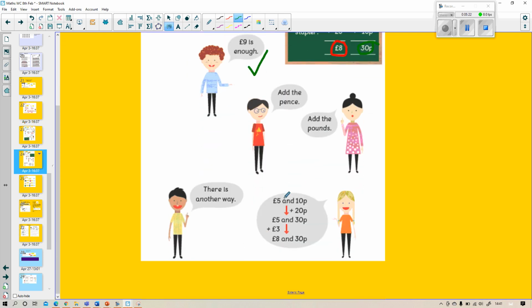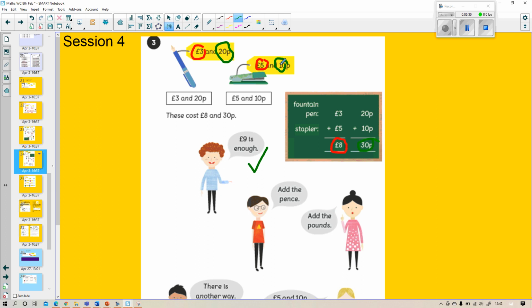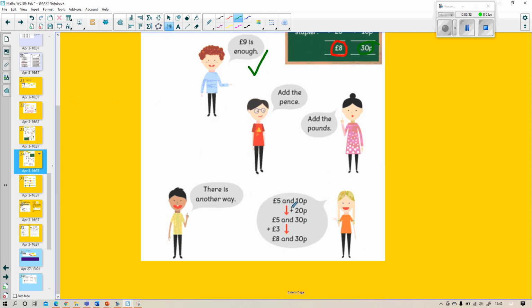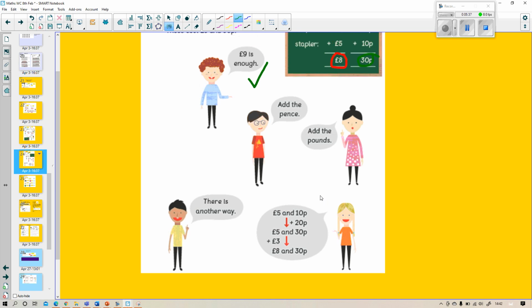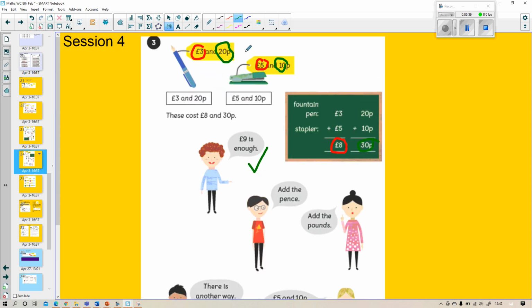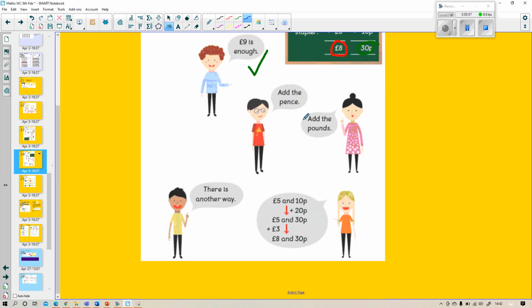All right. Here is another way to show you. You could jump on the next lot of coins. So if you had £5 and 10 pence for your stapler, you could add the 20 from the pen and add the 3. So you could add them in jumps. Let's clear this off so that I can show you it in another colour. You could do it like this. You could say, I know that 3 and 5 is 8, so I'm going to say it's £8 10, and I'm going to jump on another 20 for £8 30. You could do it like that.